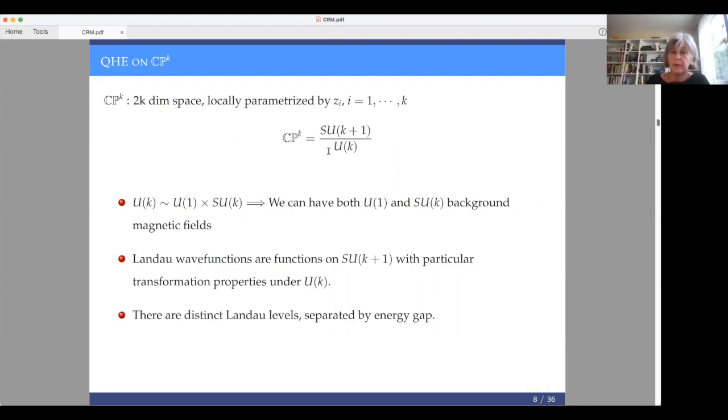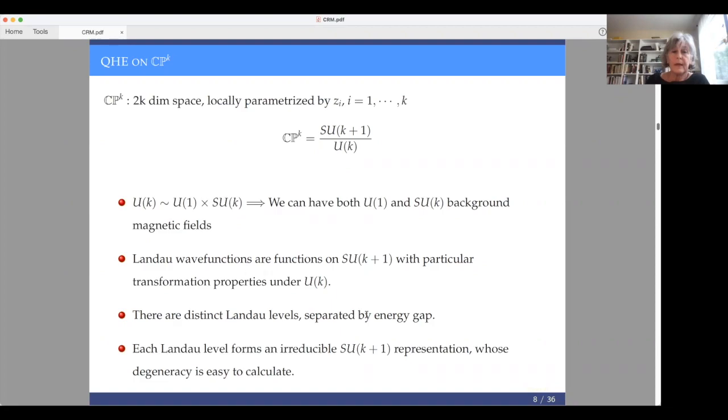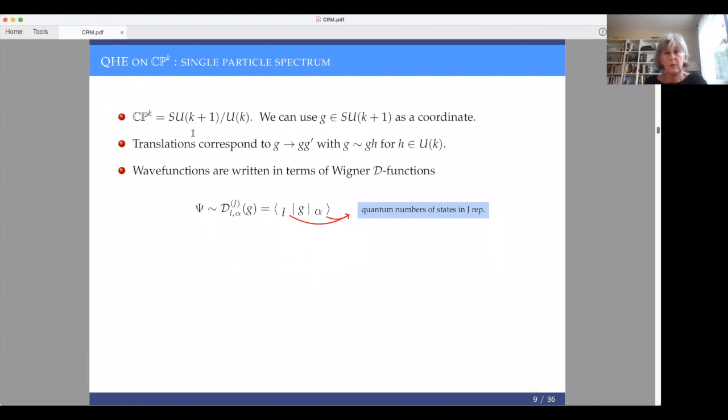In the case of the two-dimensional problem, there are distinct Landau levels which are separated by an energy gap. And each Landau level forms an irreducible SU(K+1) representation whose dimension gives the degeneracy for each Landau level. And this is straightforward to do in this case. Because of the group structure, one can use an element G, which is in SU(K+1), as a coordinate for the manifold. So the translations essentially correspond to group translations, where G and GH are identified if H is an element of U(K). The wave functions are written in terms of Wigner-D functions, where L and alpha are the quantum numbers within the particular J representation that the Landau wave functions belong to.